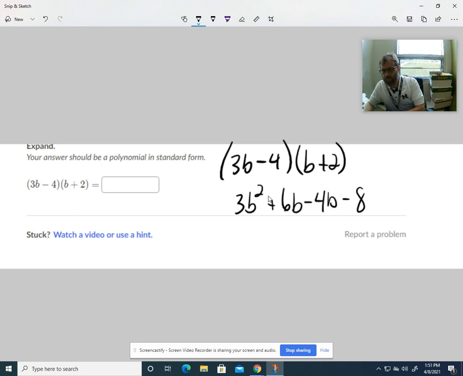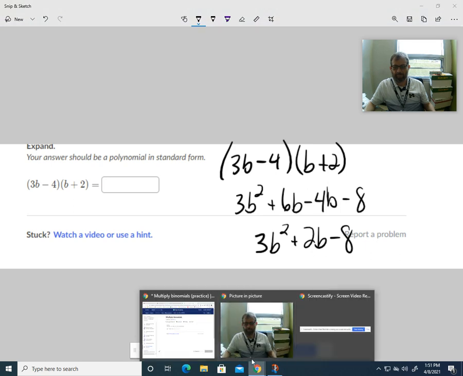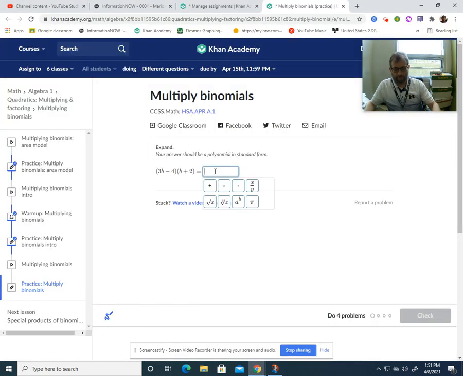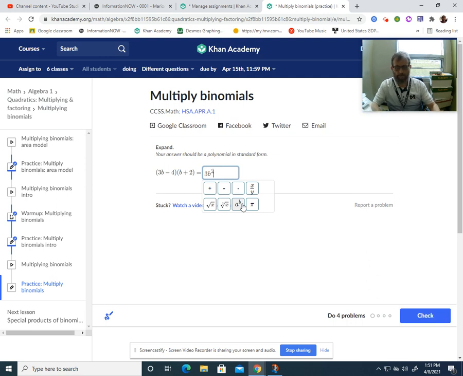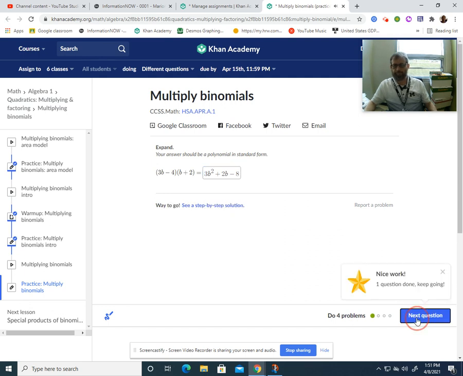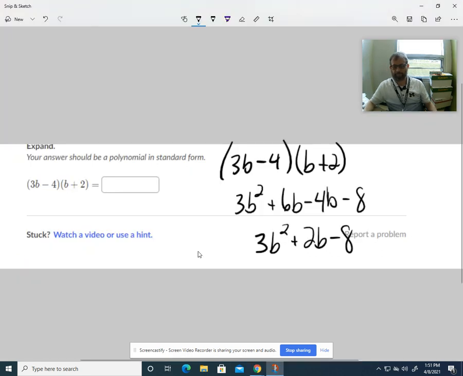And again, remember, these middle terms are like terms. So you get 3b squared, positive 6 and negative 4 makes a positive 2. And so we got 3b squared plus 2b minus 8. All right, next one.